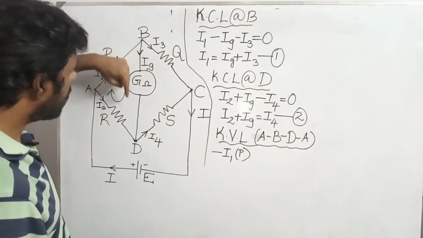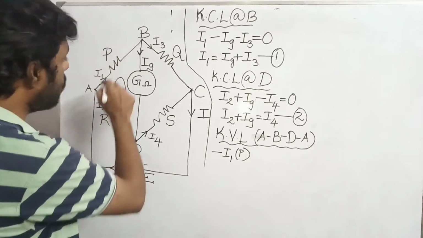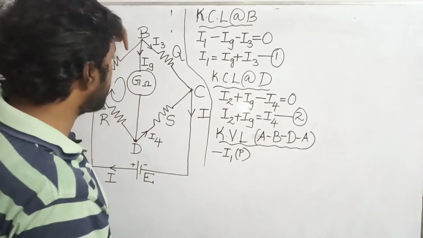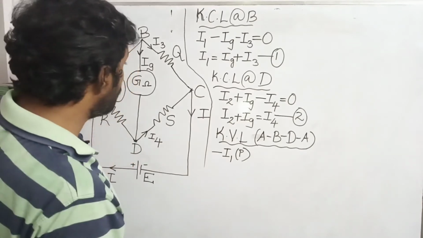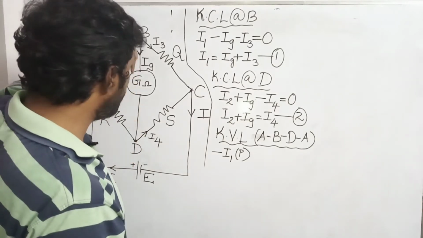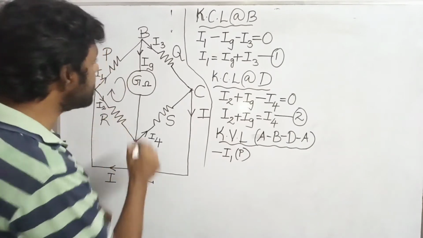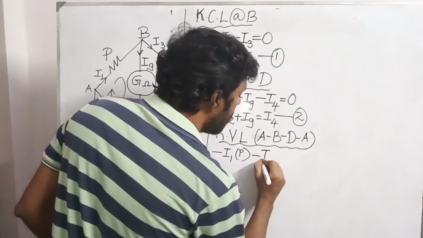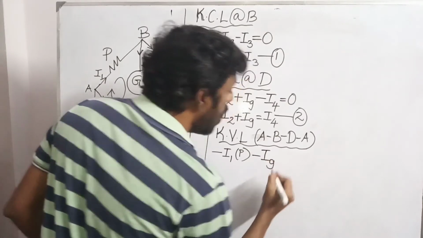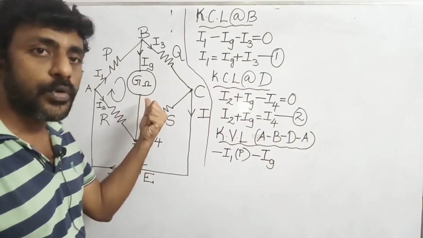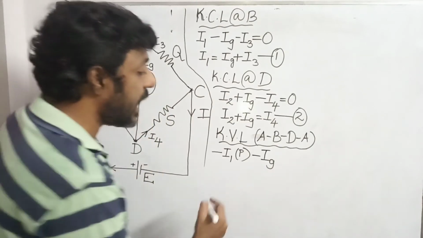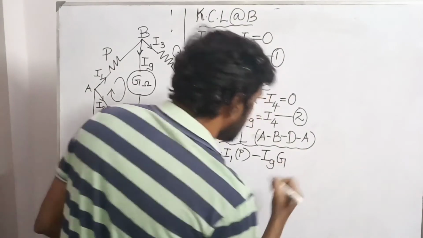Again I am coming down. I am moving in the clockwise direction. While moving in the clockwise direction, I see a current IG that is also moving along with me. So I automatically assign a negative sign and I multiply the current value along with the resistance of this galvanometer. The resistance of the galvanometer is G ohms. So Ig into G, right?